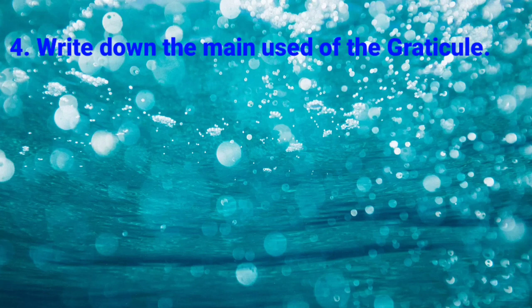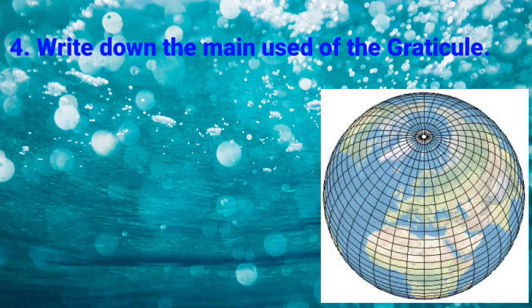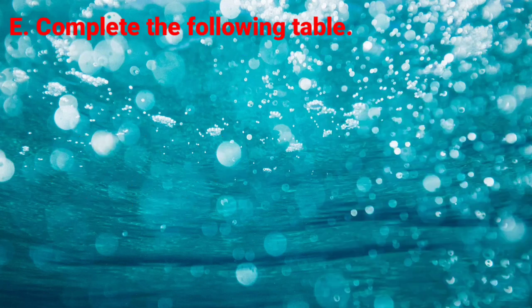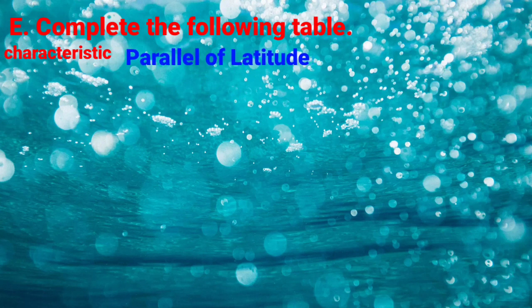Question number 4. Write down the main uses of graticule. The answer to this question: the graticule facilitates determining the locations of places on the earth. Question E. Complete the following table. Main point, characteristic: parallels of latitude and meridians of longitude.